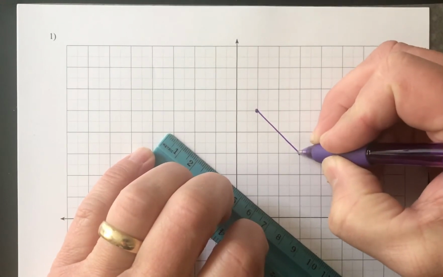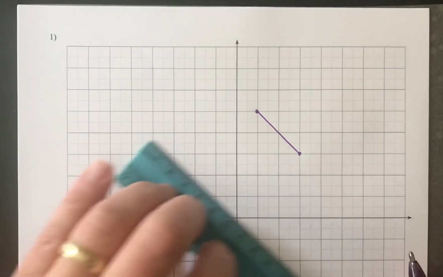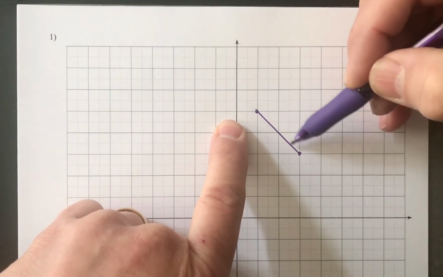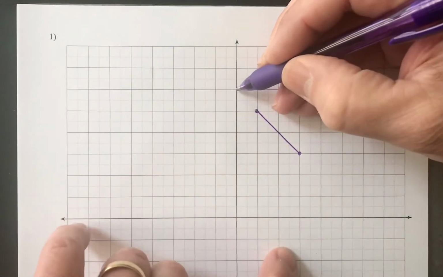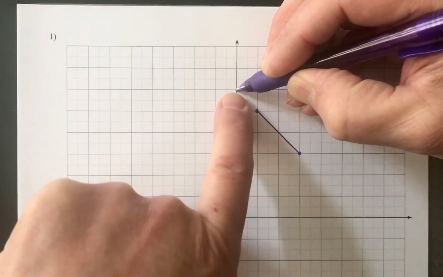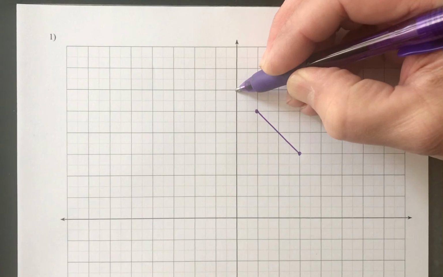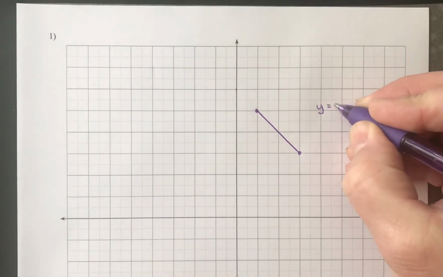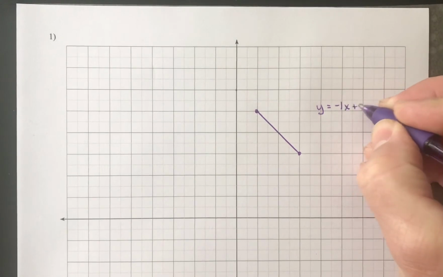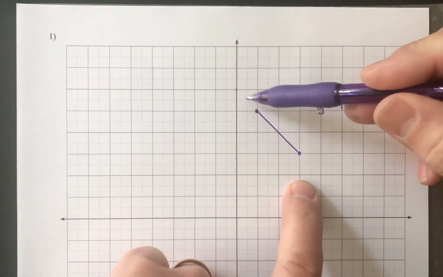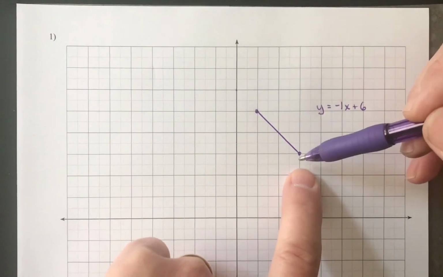Okay, so the equation of that line has a slope of -1, and it goes through 1, 2, 3, 4, 5, 6 on the y-axis. So the equation of that line is -1x plus 6. Now, I don't want that line to extend forever.